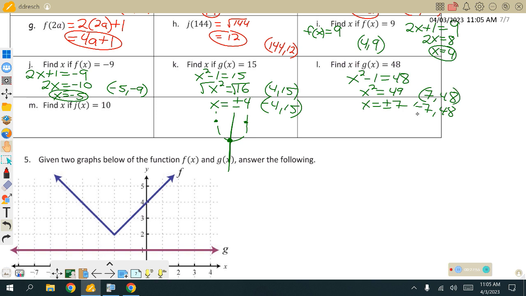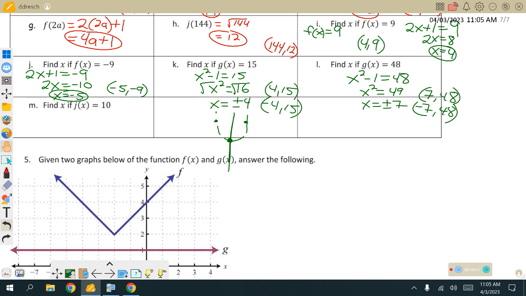And again, you don't need to write out the ordered pairs. I'm just trying to reinforce that to you. I want to see the plus or minus 7, plus or minus 4. Okay, but that's again what's happening there. All right, let's finish this off today.